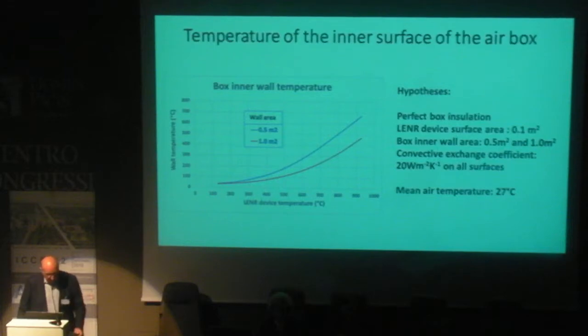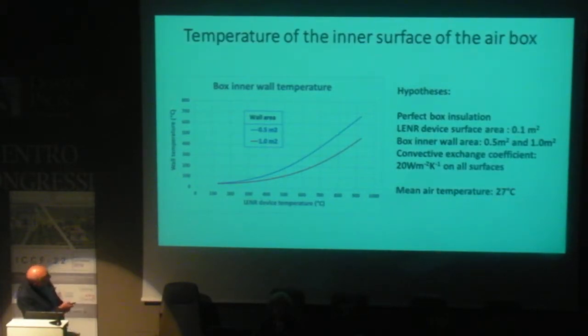To explain a little bit more this fact, I made the following calculations with an airbox, perfect insulation, so no losses by conduction through the insulation material. The surface area of this reactor is 0.1 square meter, and I make the calculation for two different boxes, one with the inner wall area 0.5 square meter, another one with 1 square meter, and the same convection coefficient for everything to keep things simple.